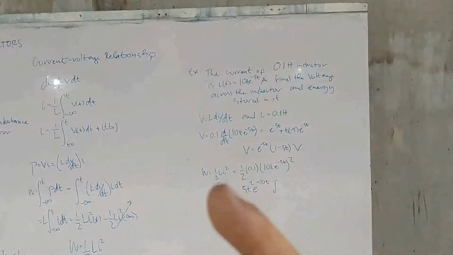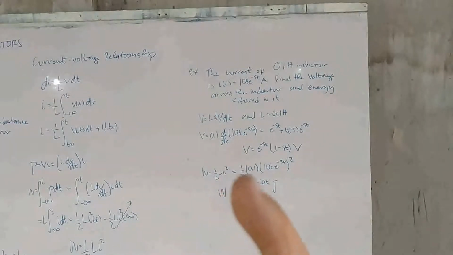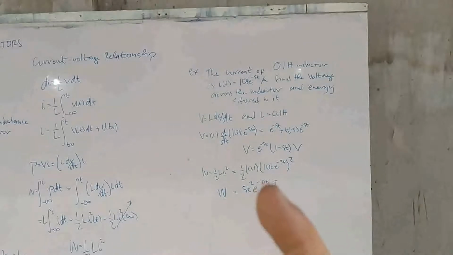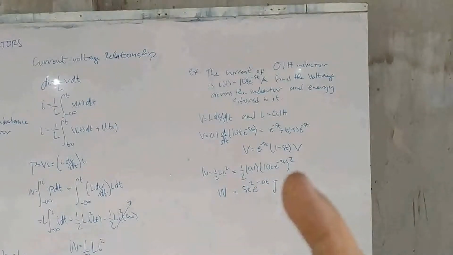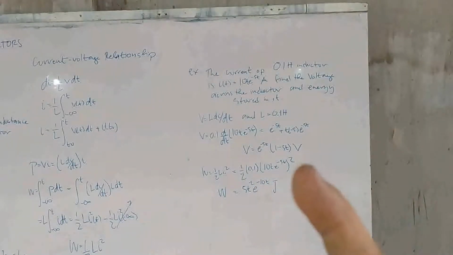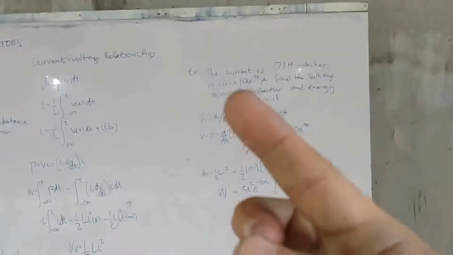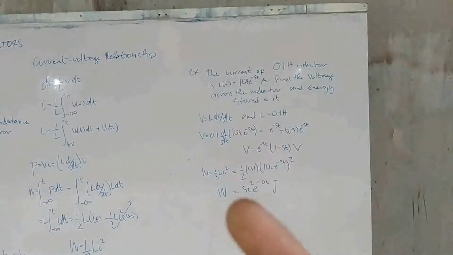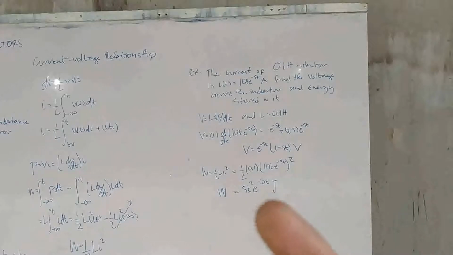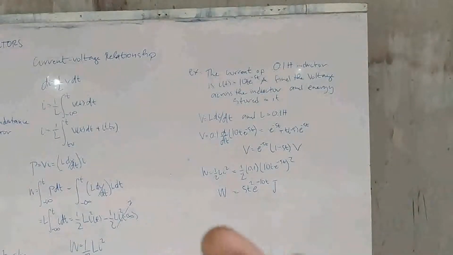Now, how about the energy? We have 1/2 L i squared, where we plug in the values: 1/2 times 0.1 times the quantity 10t e to the negative 5t squared, since that is the current. So we have 5t squared e to the negative 10t joules. Since this is not constant, this is the equation for the energy at any time.